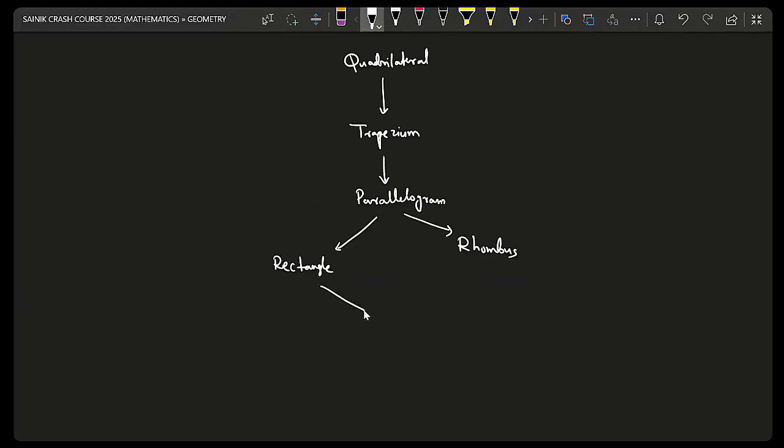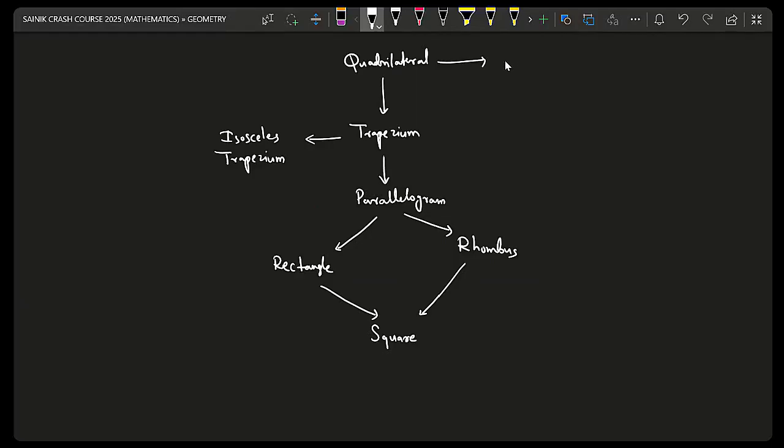And in a rectangle, if adjacent sides are equal, it's going to become a square. And a square can also be created from a rhombus. In a rhombus, if all the angles are equal to 90 degrees, it becomes a square. And we have trapezium. One more type of trapezium is the isosceles trapezium.